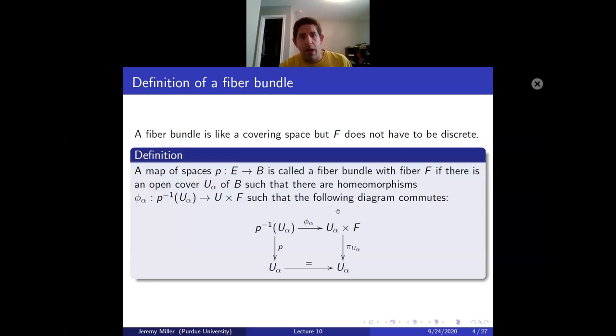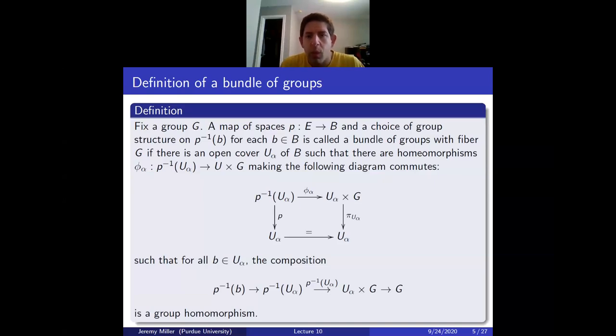Okay, so now I'll tell you what a bundle of groups is. Probably I should just tell you what a bundle with structure group is, but I'm delaying that. One warning: for people who know what principal bundles are, that's another kind of bundle with fiber a group. This is a different kind of bundle. We're going to fix a group G. It could be a topological group. It could be a discrete group.